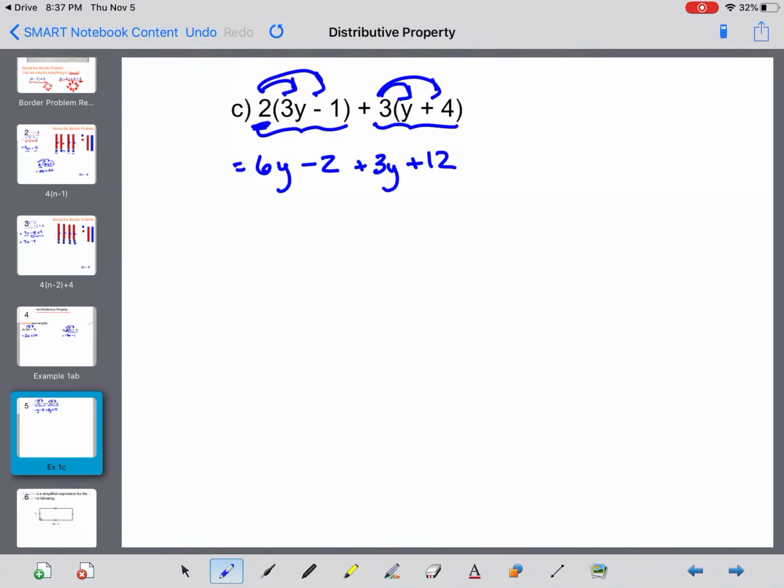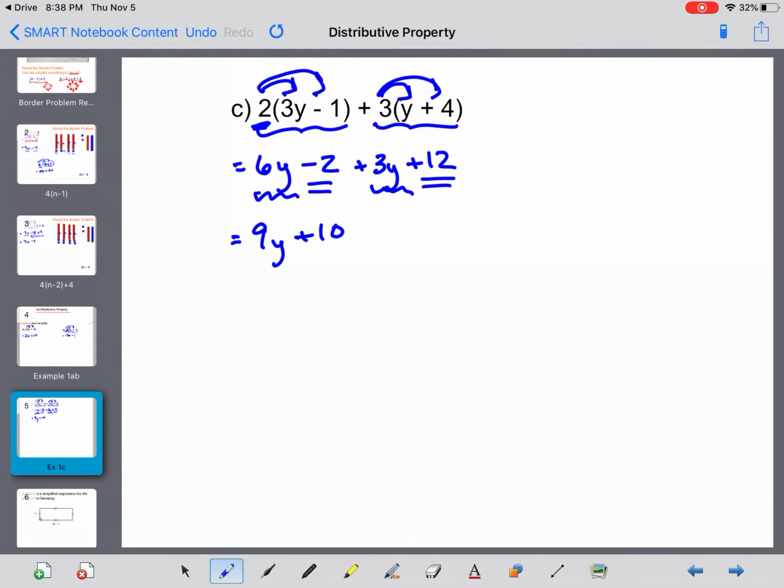So the only extra step we have here, because there's some like terms that need to be combined, we need to do that. So we have a 6y and a 3y that should be combined. That gives us 9y, and then there's a negative 2 and a plus 12. Negative 2 plus 12 is plus 10.